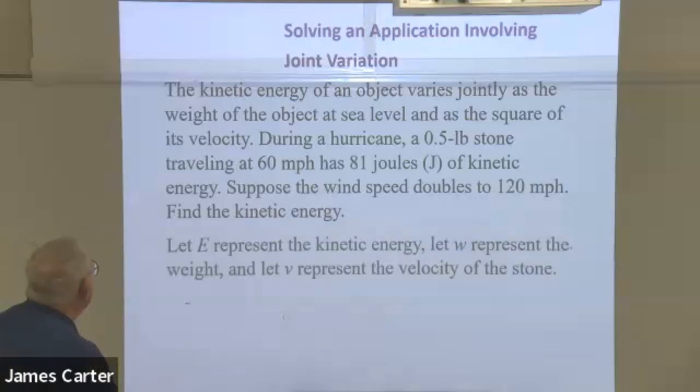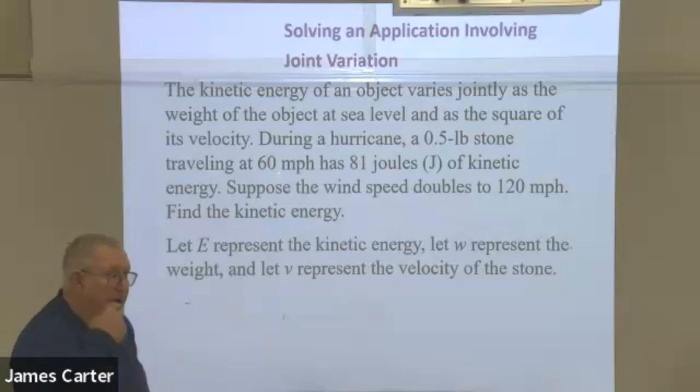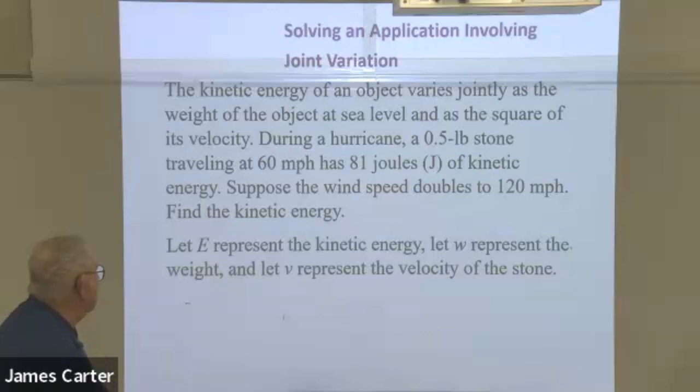Okay, so here's just a problem. They're giving us the information. Oh, here we go. A 1/2-pound stone at 60 miles an hour. Now keep in mind, they could have as much as 100+ miles an hour wind. But this stone is flying at 60 miles an hour. It says it has 81 joules of kinetic energy, of movable force. What if the wind speed doubles?